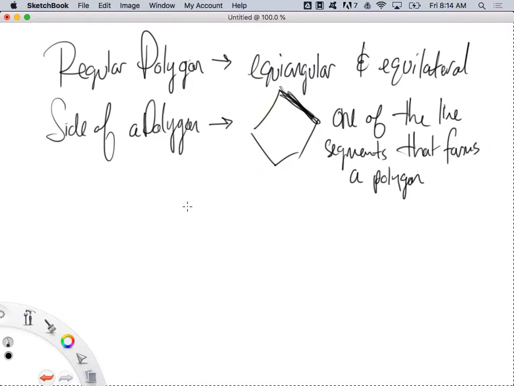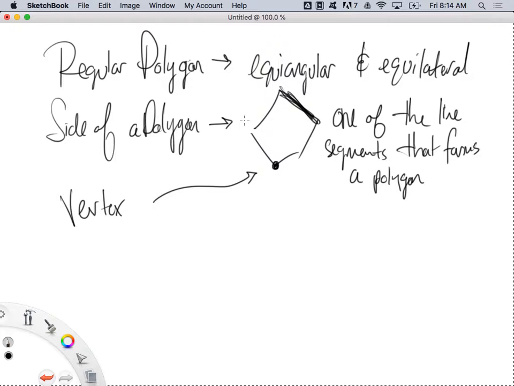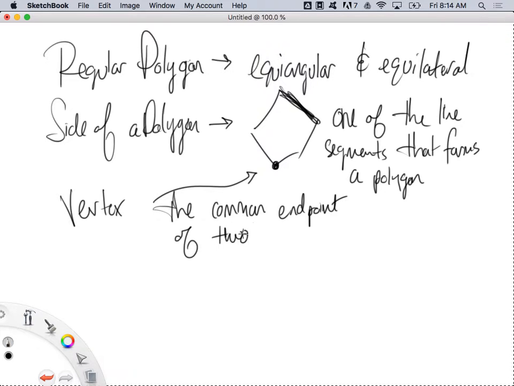What about the vertex of a polygon? That is clearly the vertex. But what's the definition of a vertex? It's the common endpoint of two sides of a polygon. Okay?